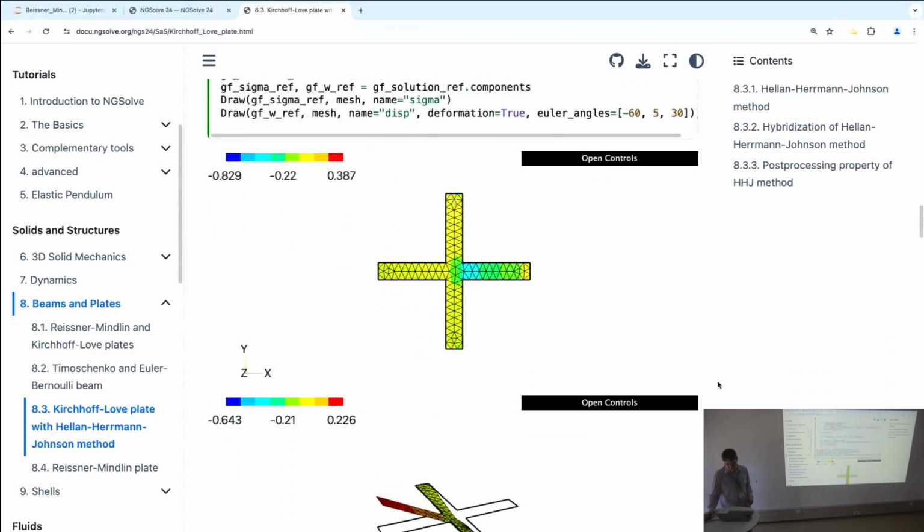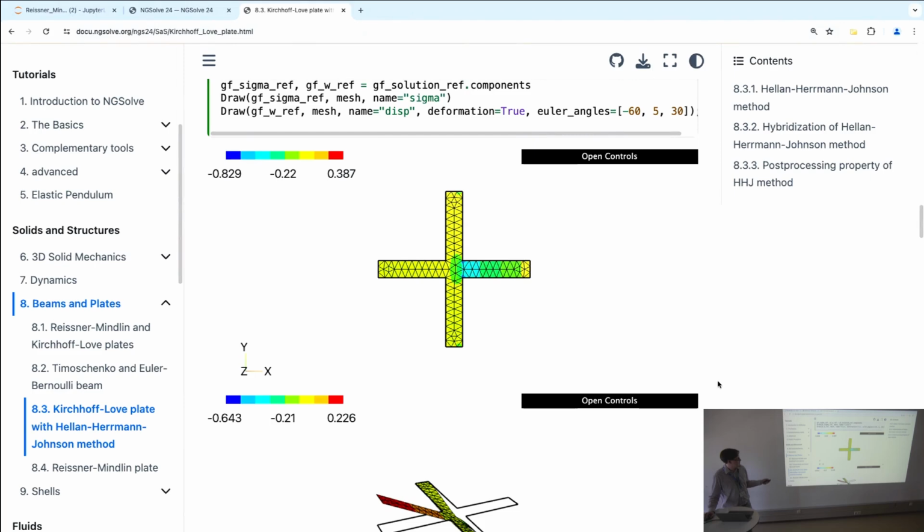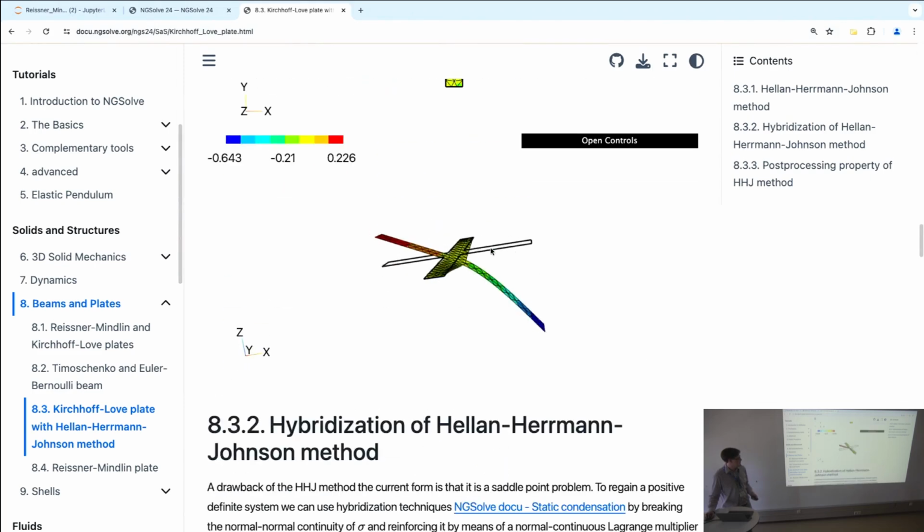Not a big deal. And then we can see the bending stresses, and here we have the deformation. It's a linear problem at this point. So we have a strong deflection here, and then because of the clamping, it starts going to a pure bending here. This is just a pure linearized rotation here.